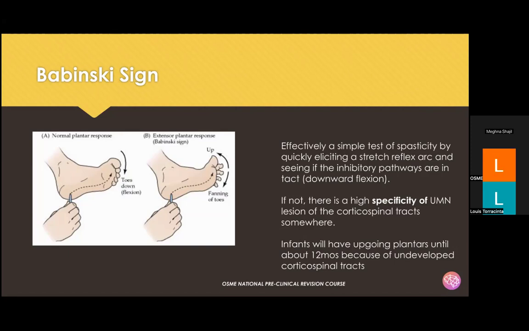And this is used quite a lot in evaluating whether people have had strokes or not. They'll come into A&E, and you'll scratch the bottom of their foot. If they have upgoing plantars, there's some problem with the inhibition of their muscle stretch reflexes. There's some problem with those corticospinal tracts, and so we need to go looking for where that lesion is, probably somewhere in the brain.